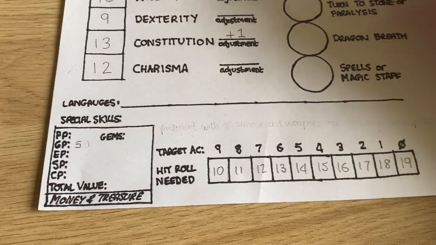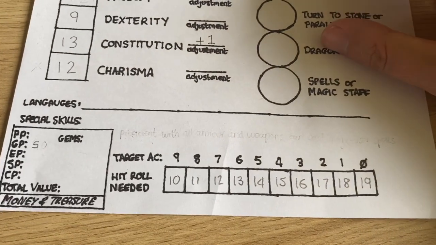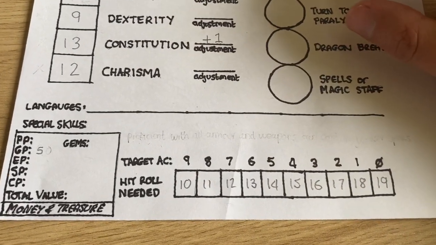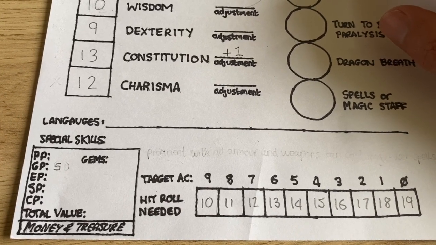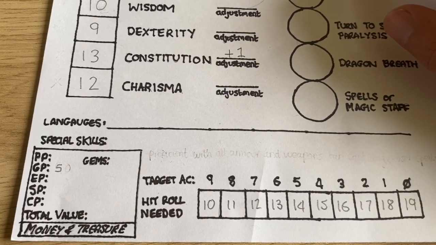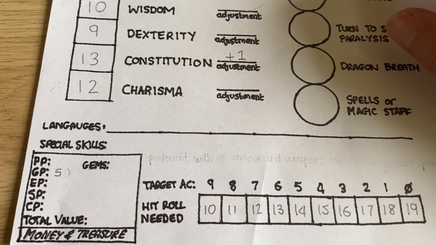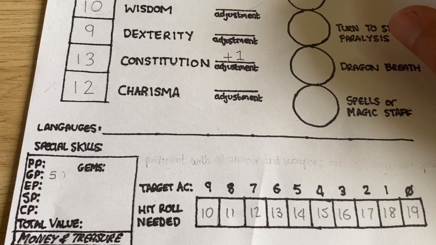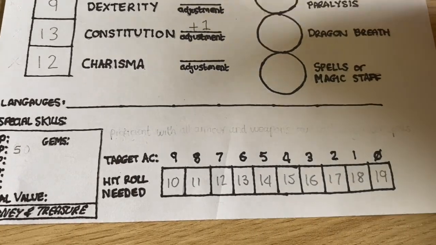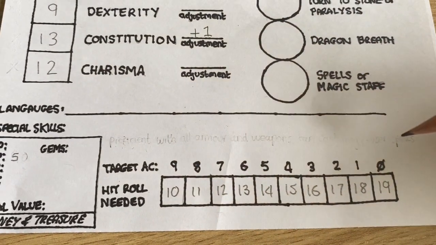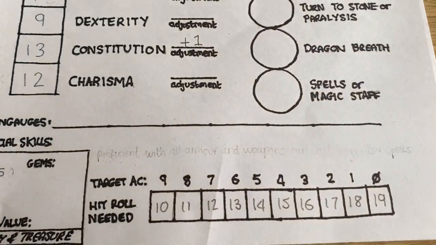I've also filled in the numbers into the hit roll needed chart, as every starting character has the same chances to hit. You won't change the chart until your character gets at least to 4th level. So these numbers will be the same no matter what character class you're playing.